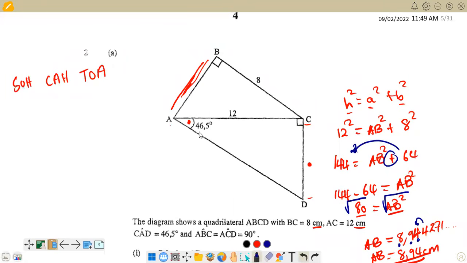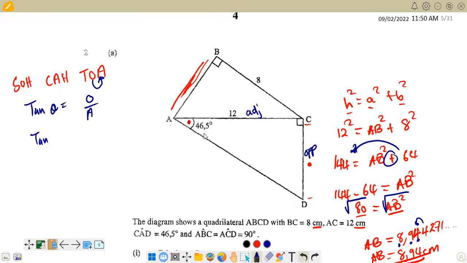We want CD, and according to this angle, CD is actually opposite, and the 12 is adjacent. It's on the angle and the right angle, so that's our adjacent here. So which ratio are we going to use that has opposite and adjacent? Definitely, we only have this ratio, tan. So tan theta is equivalent to opposite over adjacent.